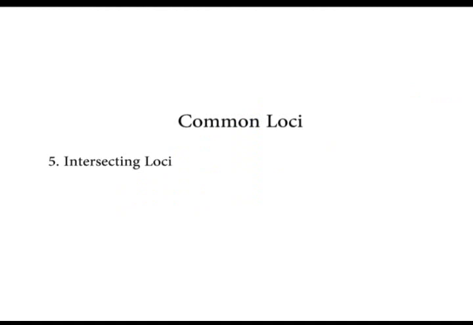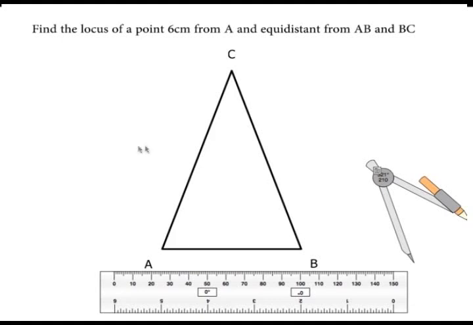Next, number 5, intersecting loci. Now, sometimes different loci could have a common point or even a region. For example, find the locus of a point 6 centimeters from A and equidistant from AB and BC. So the point or points must satisfy the two requirements or conditions.